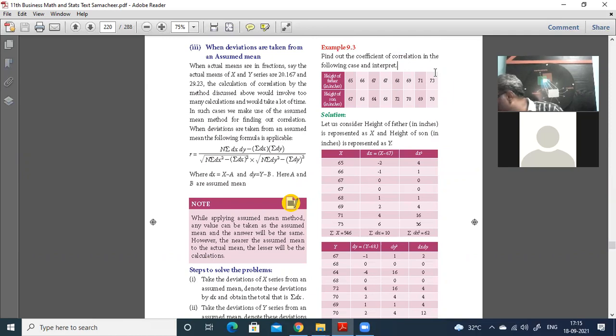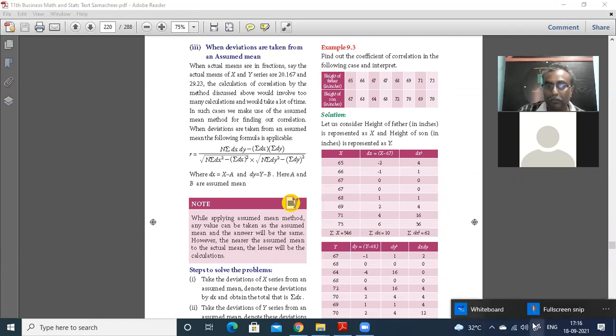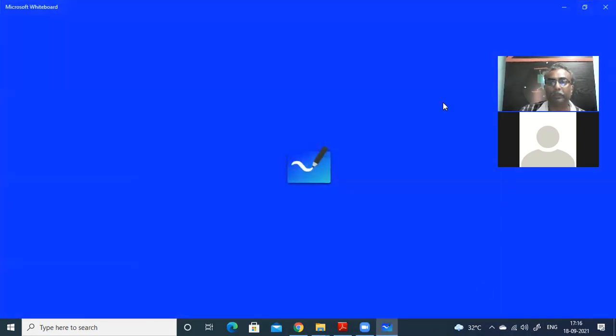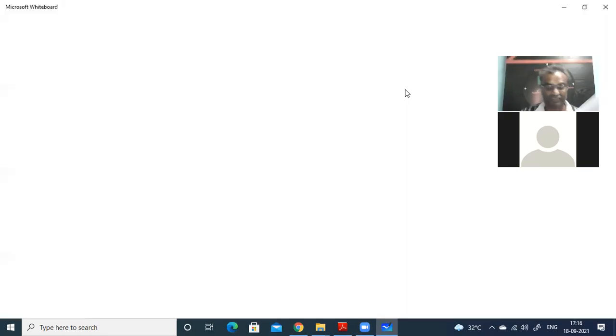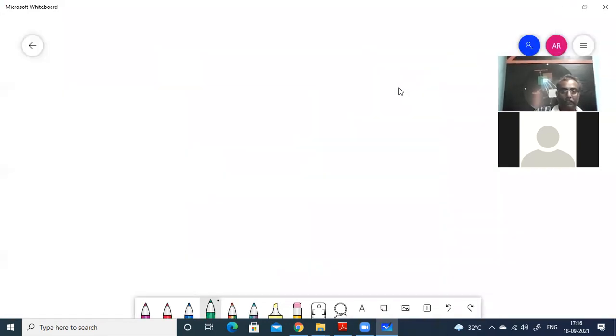Let us do it on our own whiteboard. Then only it will be clear. Otherwise, you may not understand. What is the sum? Sum is very clear.